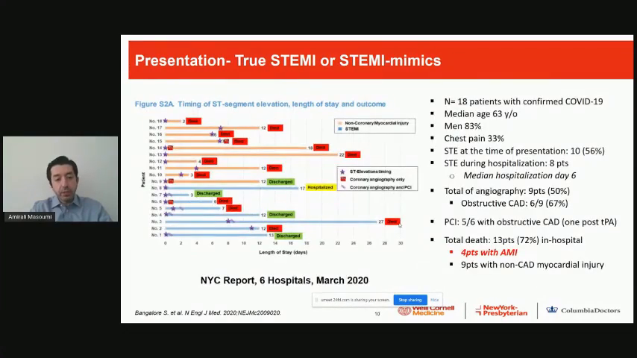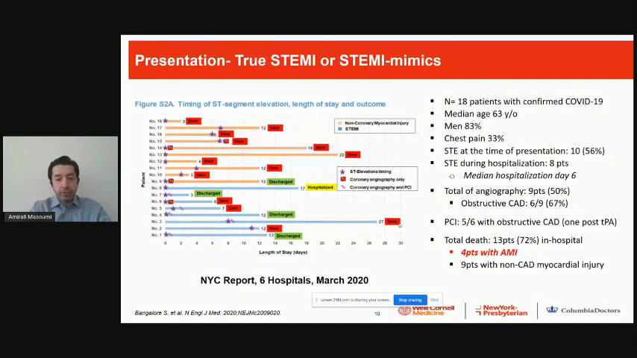This is data from the New York area, 6 hospitals. They found 18 patients in that period. They took the patients with COVID to the cath lab. But what was interesting is that even the presentation of ACS in this population is different. Only 33% of those patients had classic chest pain or angina symptoms, and also the ST elevation, which we recognize even with our own experience, happened during the course of the disease while they were extremely ill in the hospital.